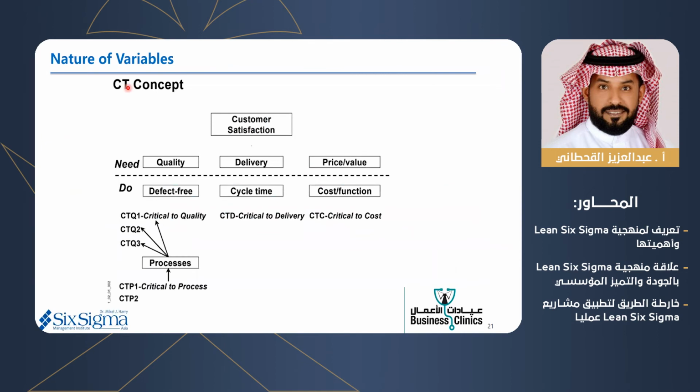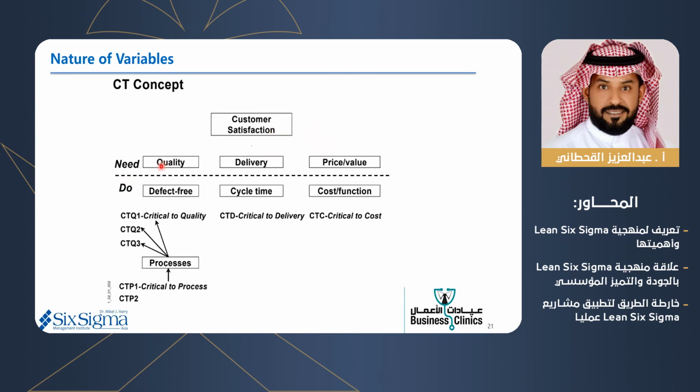Okay, this is a very important concept, which is critical to quality, or critical to delivery, or critical for pricing. So always we look, as we said earlier, from the customer perspective, the customer satisfaction. The customer needs the best quality, the fastest delivery, and the lowest price. So this is mostly what the customer is looking for.